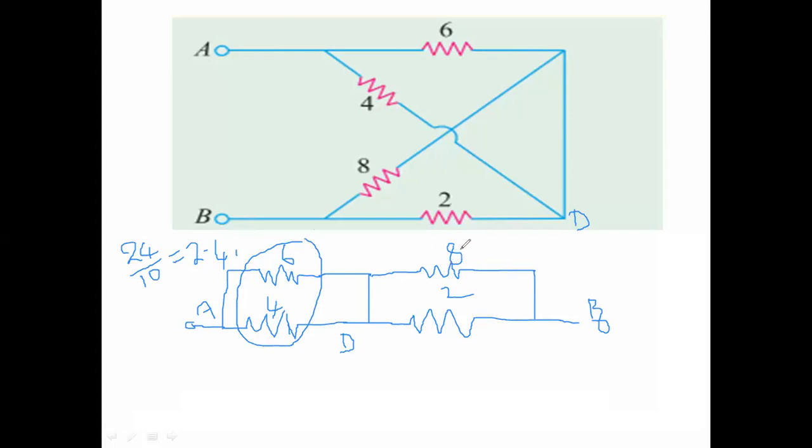Okay. And coming to here, it is 8 into 2 divided by 8 plus 2. R1 R2 by R1 plus R2, parallel combination. So 8 twos are 16, divided by 10, since 8 plus 2 is 10. So it becomes 1.6. Okay. So it is 1.6 plus 2.4, which equals 4 ohms, because these two are connected in series. That's why its value is 4 ohms. Okay, the net value between A and B is 4 ohms. Okay, clear? Yes.